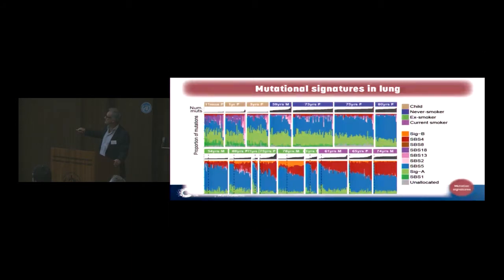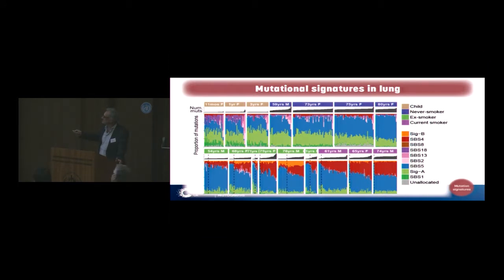The first is that in the children, we have somewhat more of this signature 1, which is the cytosine deamination signature. We believe that this is somewhat higher during embryogenesis and development, and that that's why it's a relatively higher proportion in the children. The second thing that you can see is that there are occasional cells here with quite a lot of signatures 2 and 13, these pink and purple ones. That is the signature of APOBEC mutagenesis. So we are seeing the evidence of APOBEC mutagenesis in normal lung cells, including in children.